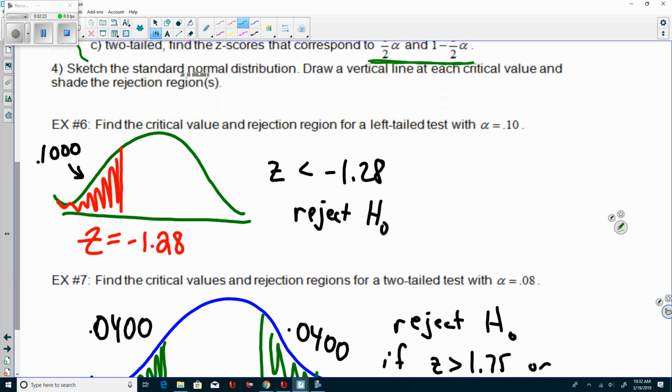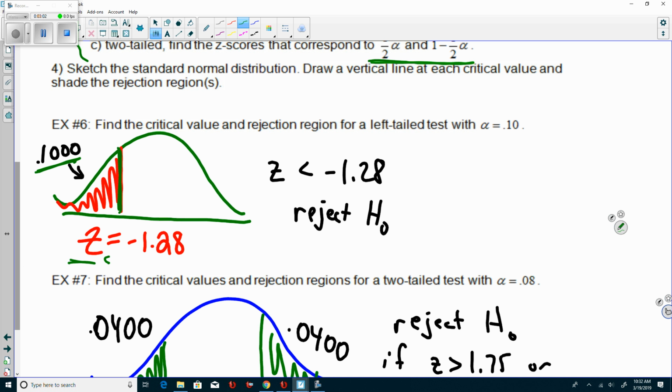So here's your point right here, 0.1000. You look it up in the back of the book. You get a z critical value right here, negative 1.28. That's your critical z value. Here's the line that separates the rejection region from the non-rejection region. So if your z is less than negative 1.28, you reject the null hypothesis.